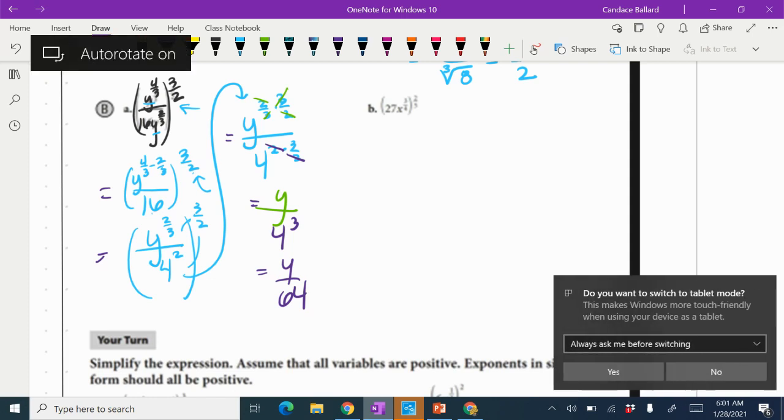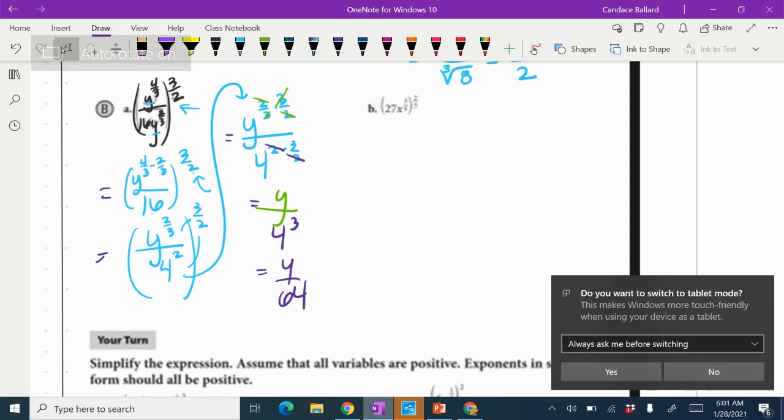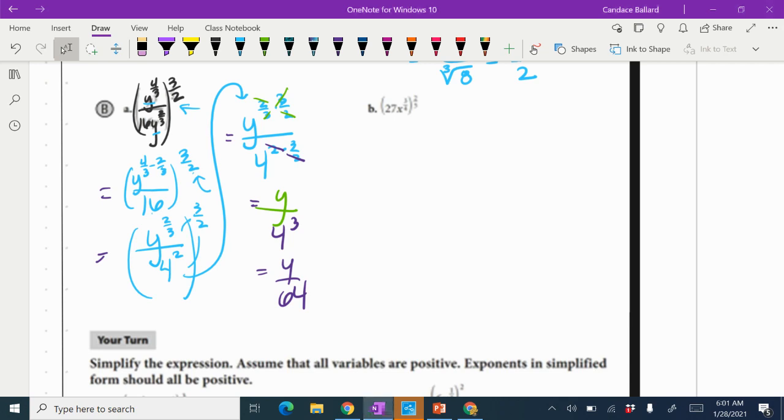In this video, we're going to continue topic 7.6, simplifying rational exponents. We are on explain 1, example 1BB. So this one says that we've got 27x to the 3/4 power all to the 2/3 power.